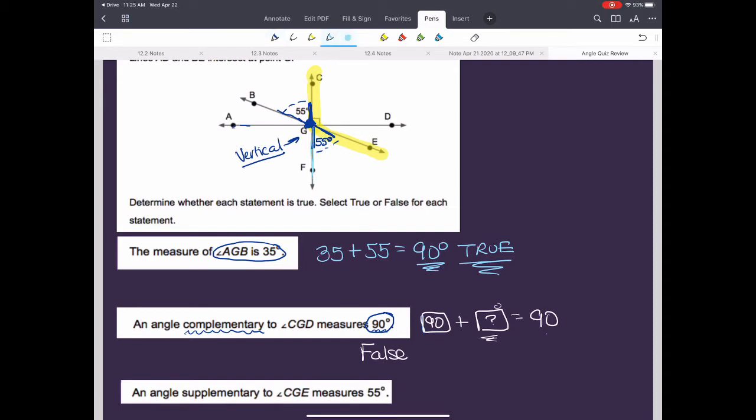Okay, so now I'm going to look at this angle right here. That angle is supplementary to this angle right there. This is 55 degrees. If that's 55 degrees, we want to know if it's supplementary to this angle right here. Is it supplementary to that angle? I would say yeah, because those are a linear pair right there. So the answer to this one is true.